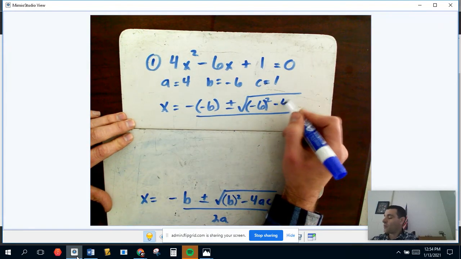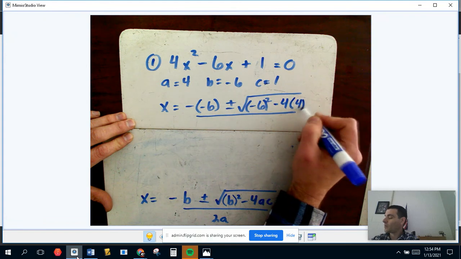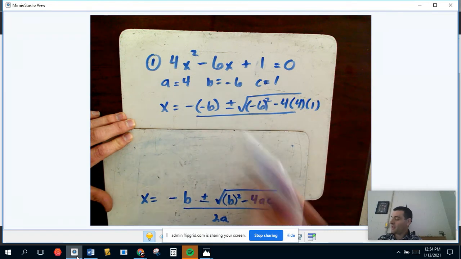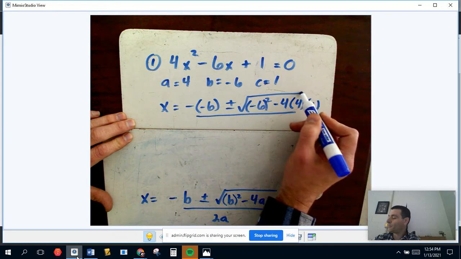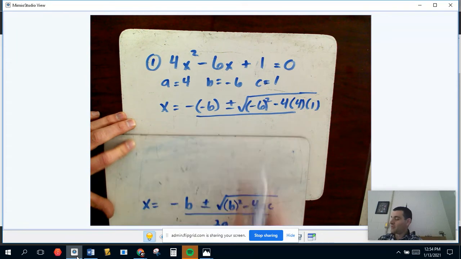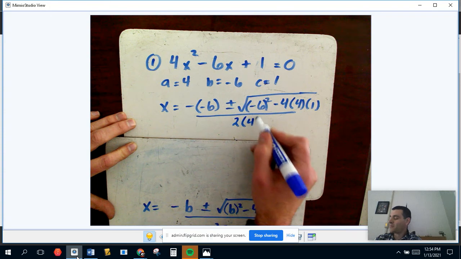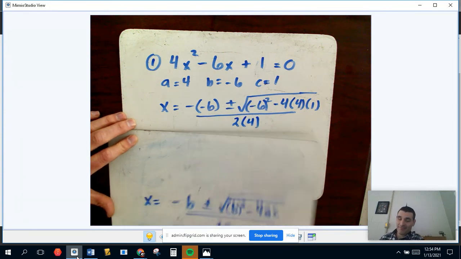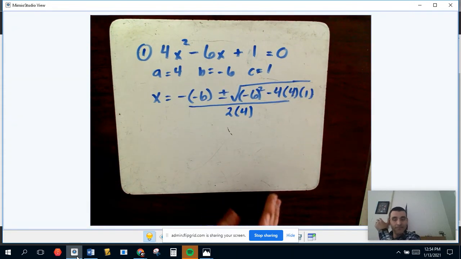All right, -4 times a times c. So 4 a times c. That would be 4 and 1. 4 and 1. And on the bottom, 2 times a. It's centered up below all that. Now, a is 4. And oftentimes, I wouldn't fool with writing 2 times 4. I would just say 8. But we'll, just for the sake of demonstration, write the whole thing out.